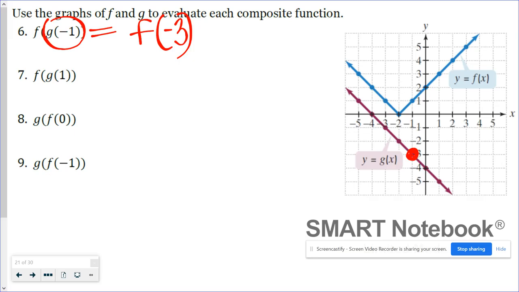Okay. So I'm going to use my f graph, which is in blue. I'm going to find where x is negative 3. It's right here. And the y value is 1. So the answer to number 6 here is 1.